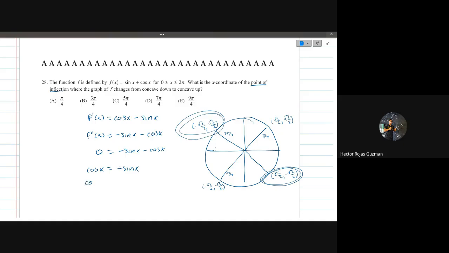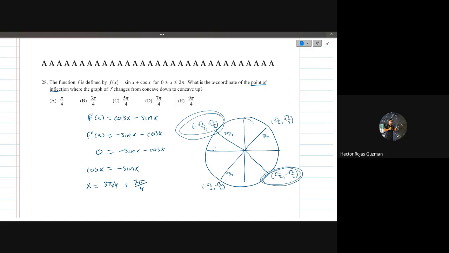And I'll show you, because if you take cosine of 3 pi over 4, does it equal negative sine of 3 pi over 4? Well, cosine of 3 pi over 4 is negative radical 2 over 2. Sine is radical 2 over 2, but there's a negative already, so yeah, check. Okay, so we have two critical points. Let's erase this. At x equals 3 pi over 4 and at 7 pi over 4.